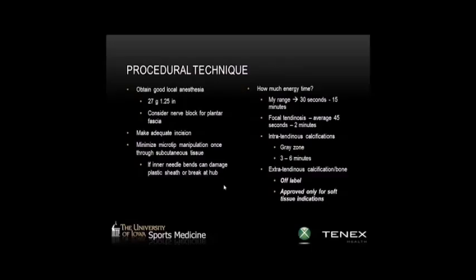Those thicker, more dense extratendinous calcifications or those bony things are really again off-label at this point, so I wouldn't recommend going after a Haglund's deformity or something like that at this point anyways.